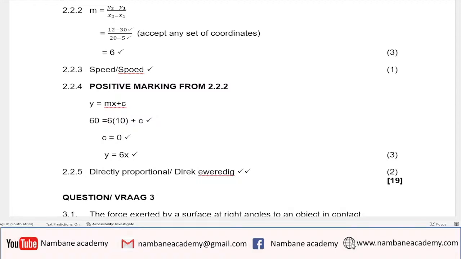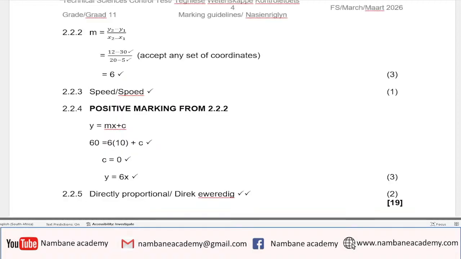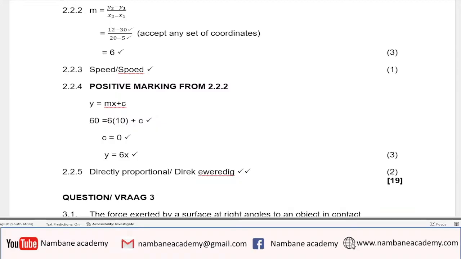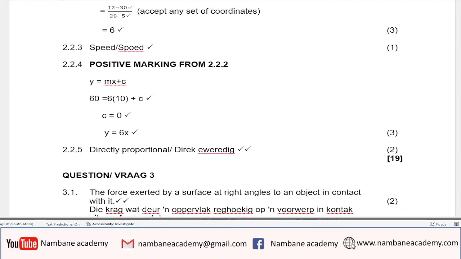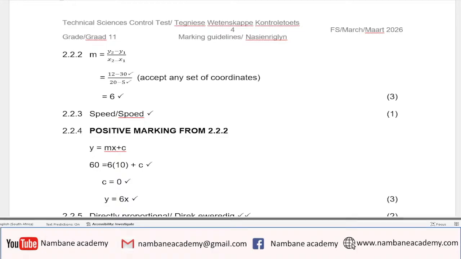Thank you. I just want to ask on 2.2, I haven't marked all learners, but in case of 2.2.2, in case I come across a learner that converted the time to seconds, because it's given in hours, then calculated the gradient, can we award? Thank you.